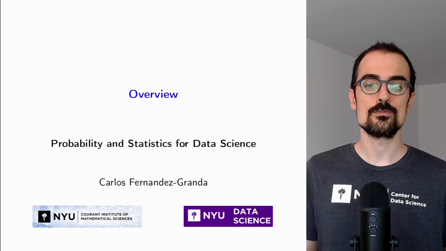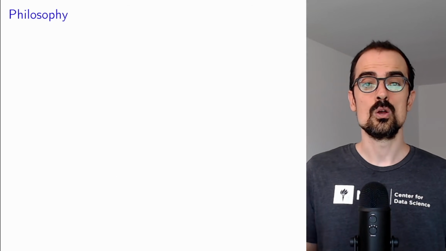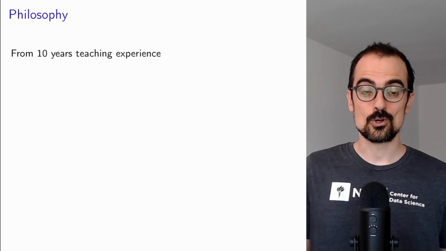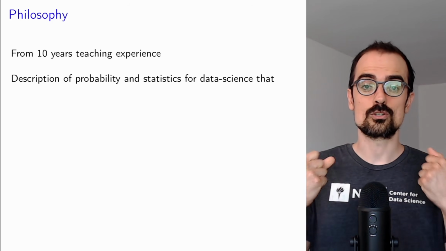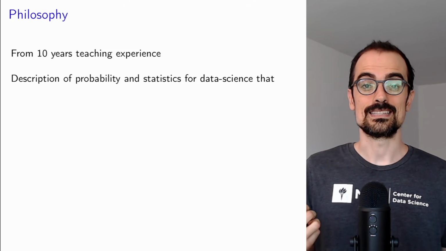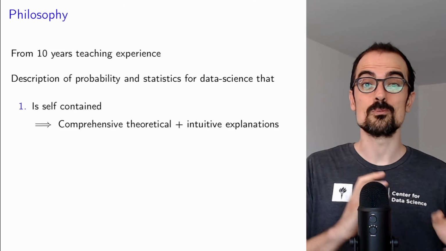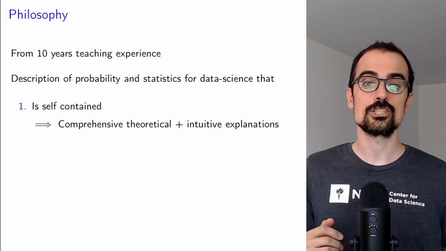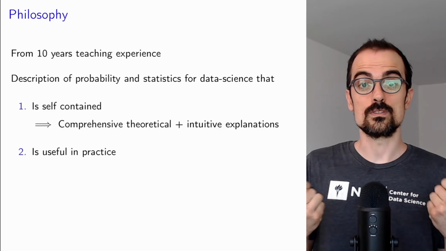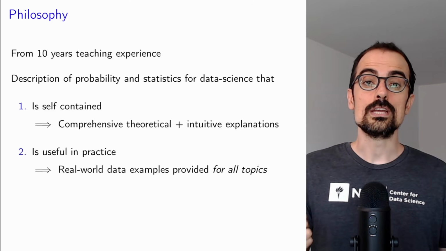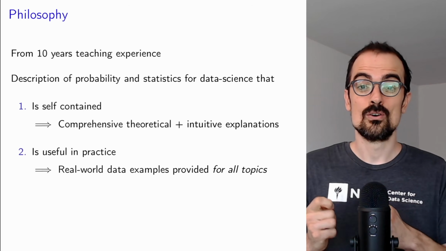I'm going to provide an overview, but let's start with my philosophy, which I have developed over 10 years teaching probability and statistics to data science students at New York University. I strongly believe that it's important to provide a description of probability and statistics that is self-contained and therefore includes comprehensive theoretical but also intuitive explanations, that is useful in practice, and for this I think it's completely critical to include real-world data examples for every topic.